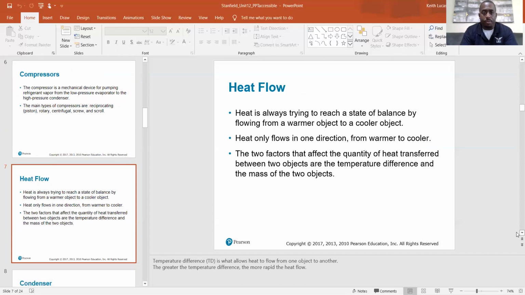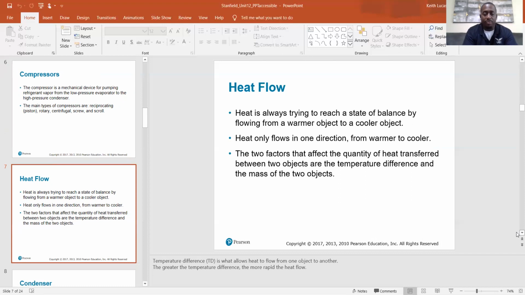Heat flow. Heat is always trying to reach a state of balance by flowing from a warmer object to a cooler object. Heat only flows in one direction, from warmer to cooler. You'll hear me repeat that all the time. That's one of the laws of thermodynamics. Heat flows from hot to cool. It doesn't go the other way around.